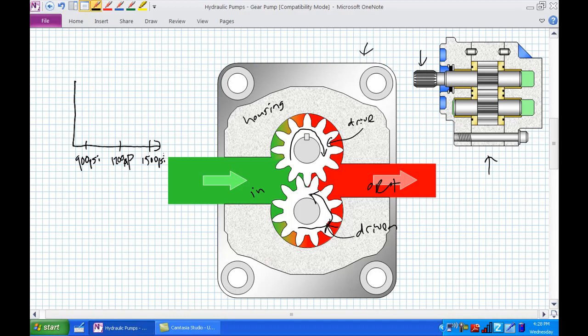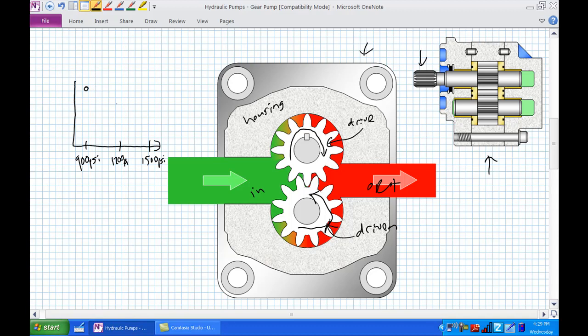Obviously, as pressure increases, just think about yourself lifting a greater weight. Lift an 80-pound weight. How fast can you lift it? Lift a 100-pound weight. How fast can you lift it? A 200-pound weight. How fast can you lift it? So it's pretty akin to a pump there. You can't expect a pump to have the same displacement for increasing pressure.